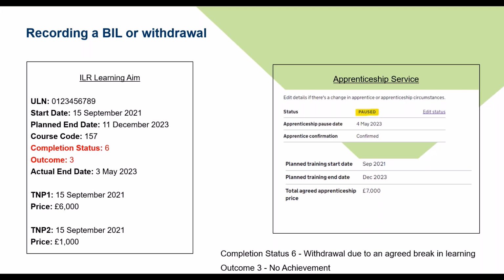And over on the right, we can see that the employer has paused the record on the apprenticeship service. And again, as I mentioned previously, this is just their backstop in case the provider doesn't record that break in learning. And in that instance, if the employer has recorded that pause and the provider hasn't recorded that break in learning, then that would trigger a DLOC 12 for the training provider because we can't pay those earnings. Next slide, please.